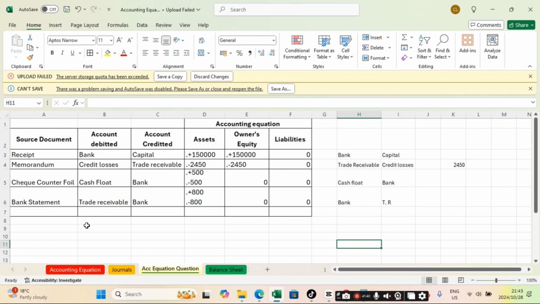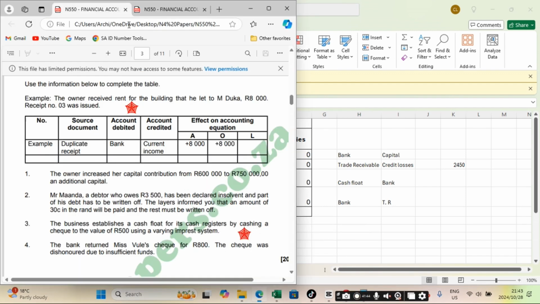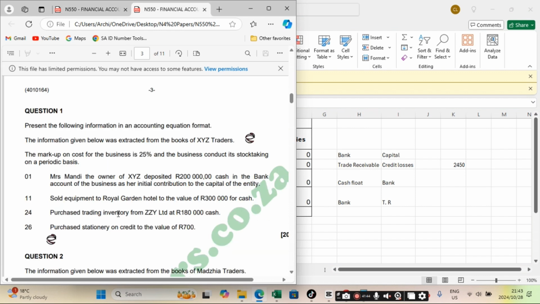Okay, so our liabilities are not affected. So let me just try to check something first. So I know I also have this question paper. So you also have this question paper here. Same thing, still our accounting equation. Okay, so they're saying the owner deposited 200. So capital contribution, we know how to deal with our capital contribution by now.